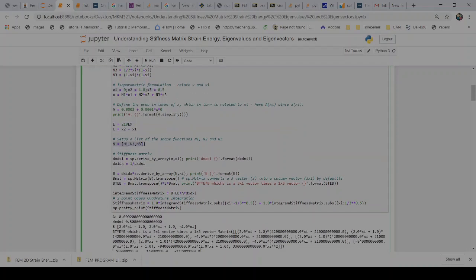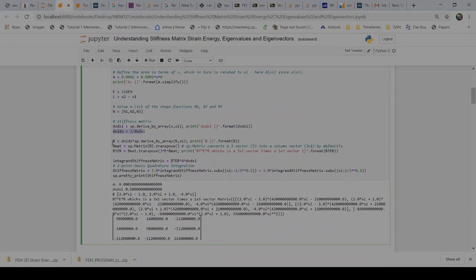Then we can set up a list of these shape functions and compute dx/dpsi. The B matrix is then dpsi/dx times the derivative of N with respect to psi. B transpose times E times B is the inner core of the stiffness matrix integrand. To complete the integrand, we multiply by the area and dx/dpsi, our integration mapping. Then we integrate it numerically, and out pops the stiffness matrix.